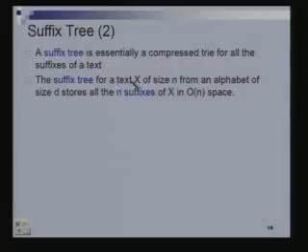So a suffix tree for a text X of size n from an alphabet of size d stores all the n suffixes of X in order n space. I can write d here, I'm assuming d is constant, so it's written as order n space. Okay. d is typically small, right? So it doesn't require too much space.